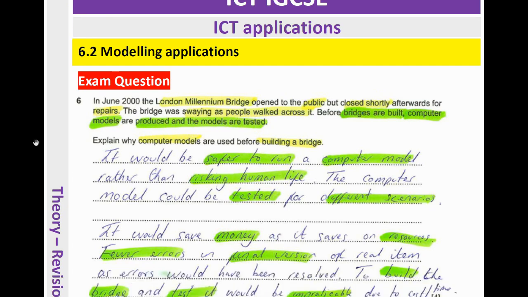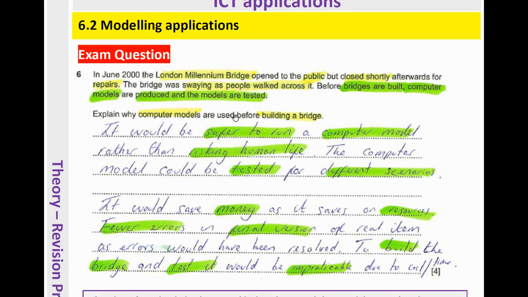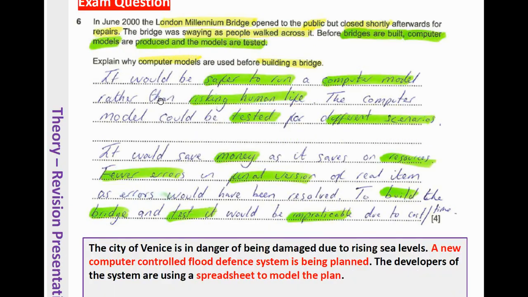Right, here we have a modelling question. In June 2000, the London Millennium Bridge opened to the public but closed shortly afterwards for repairs. The bridge was swaying as people walked across it. Before bridges are built, computer models are produced and the models are tested. Explain why computer models are used before building a bridge.